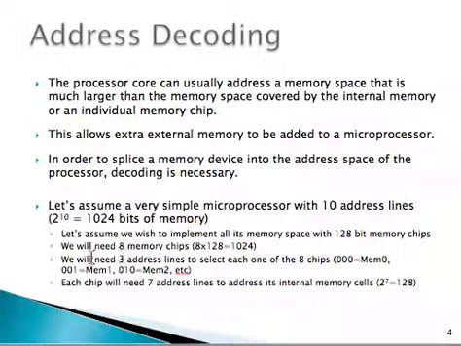Let's look at this example. We need 8 memory chips. If you use different ICs, that's 8 times 128, which is 1024. Then we need 3 address lines to select each one of these chips, so we can use 3 address lines to select each one and then access the memory.